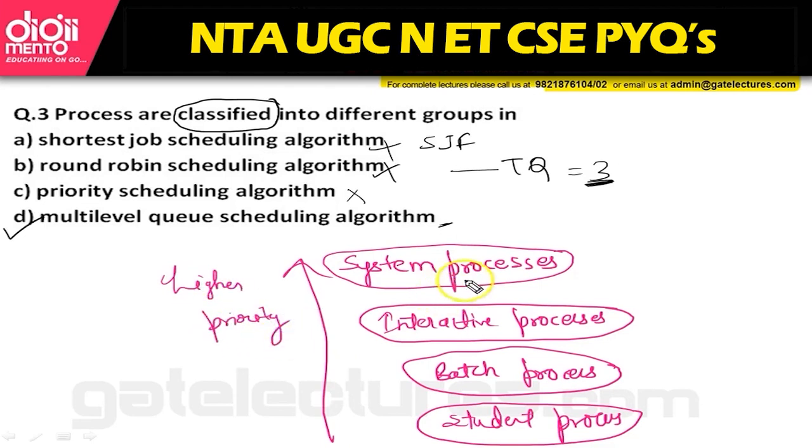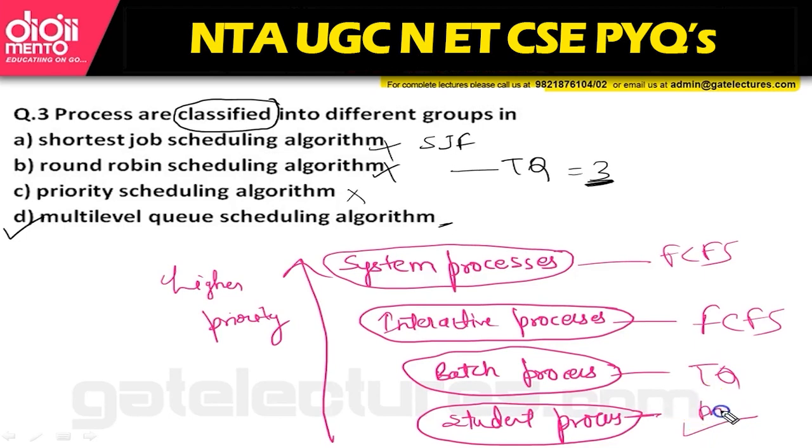Okay, so what we basically do in multi-level queue, we categorize the processes like system processes and different types of processes, and then when they are categorized on the basis of their priority, we execute them. Like I can apply FCFS, first come first serve, on this. For the batch also I can assign time quanta. For student I can choose any other priority, or any other algorithm I can design. Okay, so the answer is D here.